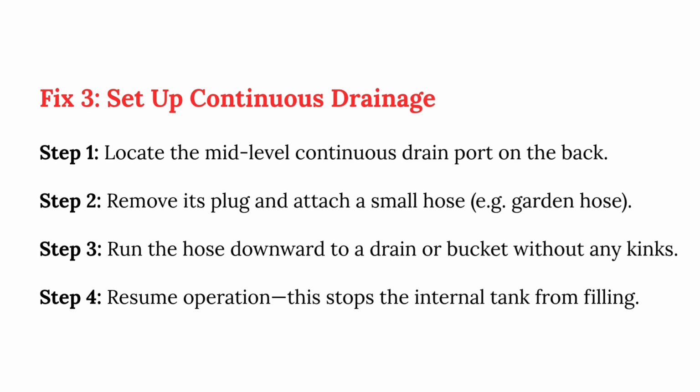garden hose. Step 3. Run the hose downward to a drain or bucket without any kinks. Step 4. Resume operation. This stops the internal tank from filling.